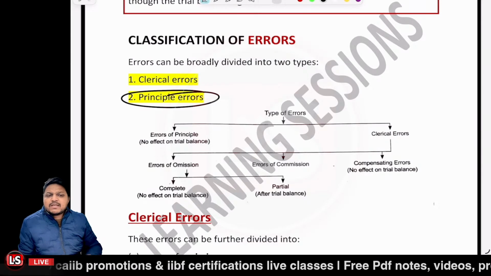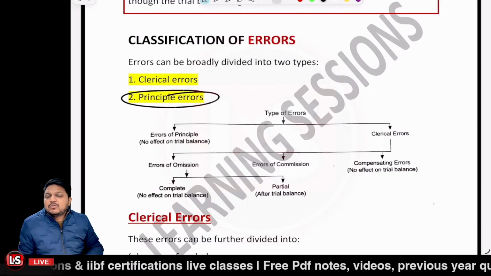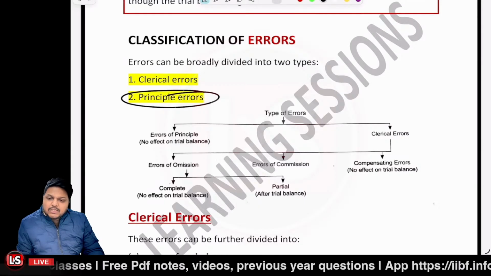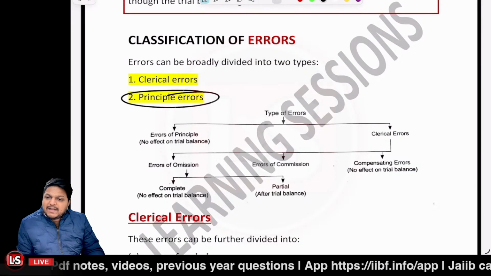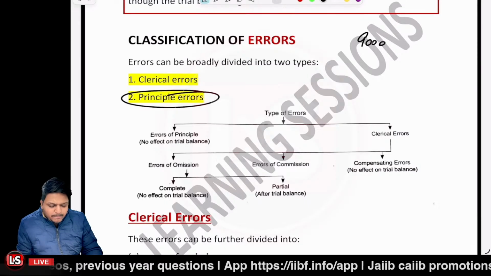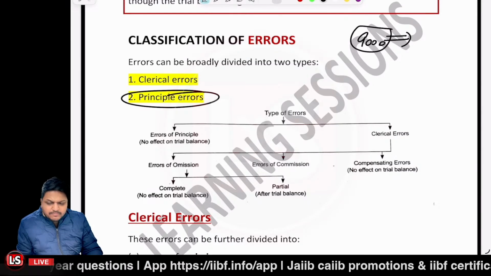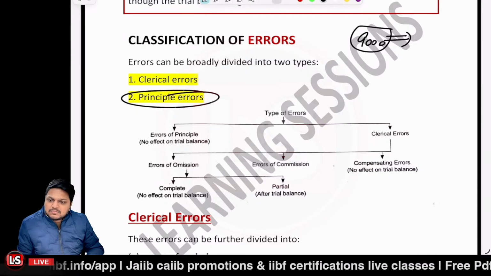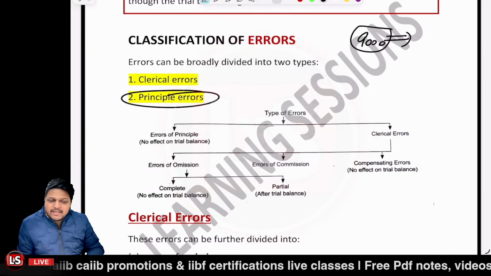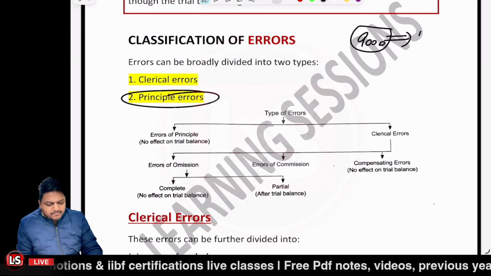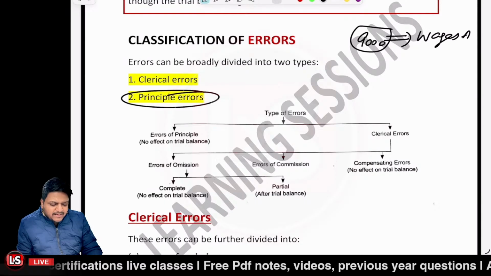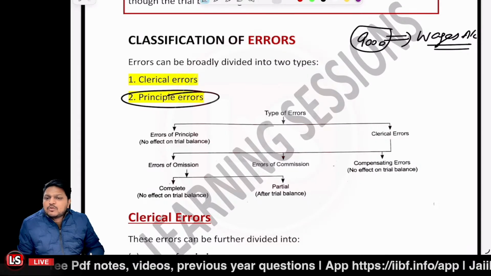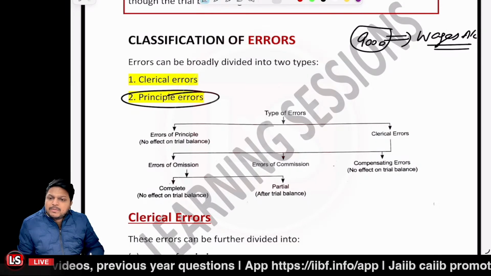Let me just give an example. Let's say wages were paid to the workers for the installation of the machinery, right? For the installation of the machinery, you paid some wages, let's say amounting to rupees 9,000. Now you recorded it as an expense. You debited the amount to the wages account, because you think it's an expense, and you recorded it under the wages account.